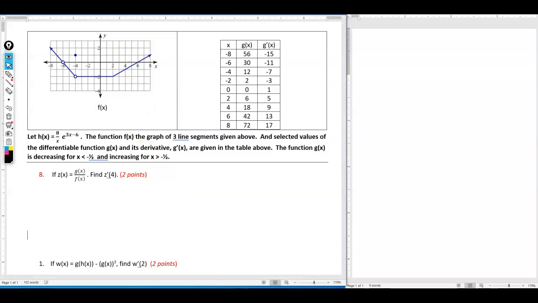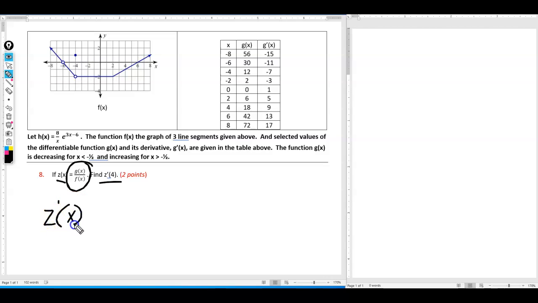2 points as well, once again. Just doing the basic derivative first and then plugging it in to get the answers after that. All right, so here we go. Z of x is this quotient function now. They want us to find z prime of 4. So the first thing I need to do is find out what z prime of x is, and that'll be my first point.